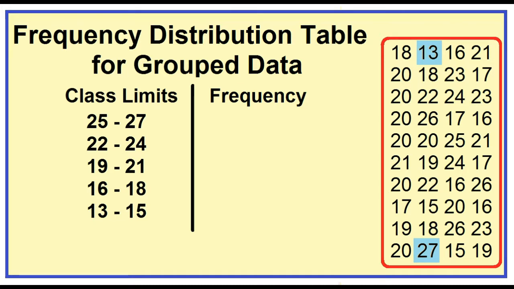A frequency is a number of times a data value occurs. Let's count the number of times 13, 14, 15 occur in our data. That is 3. How about 16, 17, 18? The count is 11.